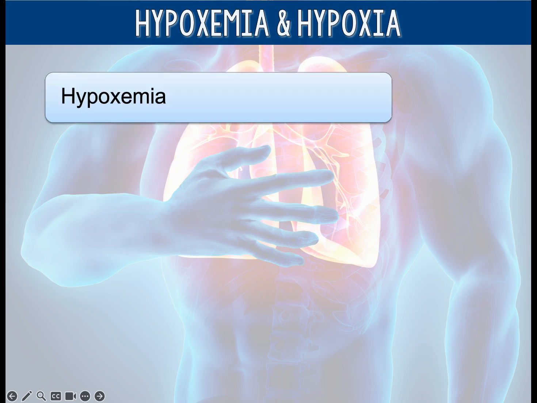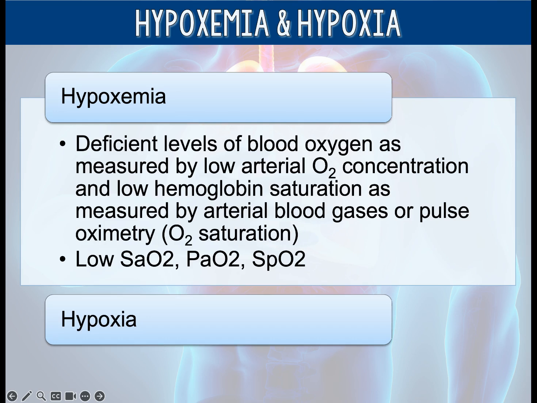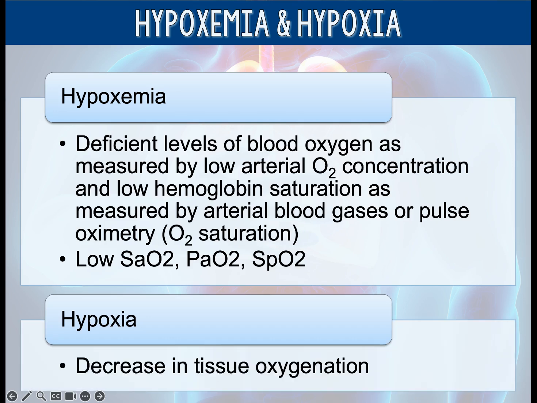Two terms frequently used in discussing decreased PaO2 are hypoxemia and hypoxia. Hypoxemia refers to the deficient levels of blood oxygen, and low hemoglobin as measured by arterial blood gases. Hypoxia refers to a decrease in tissue oxygenation. Tissue hypoxia is kind of difficult to measure, but if your blood flow or your PaO2 is abnormally low, then you probably have hypoxia.